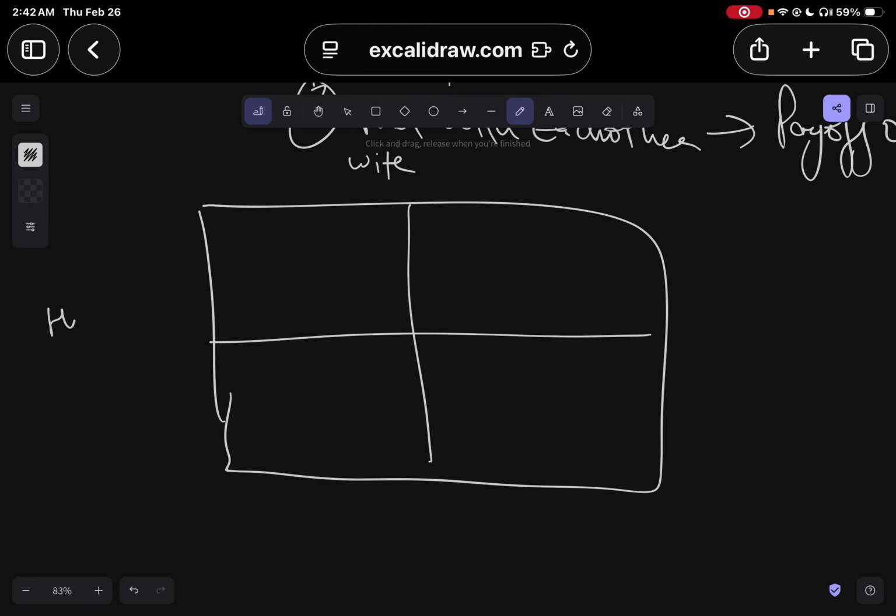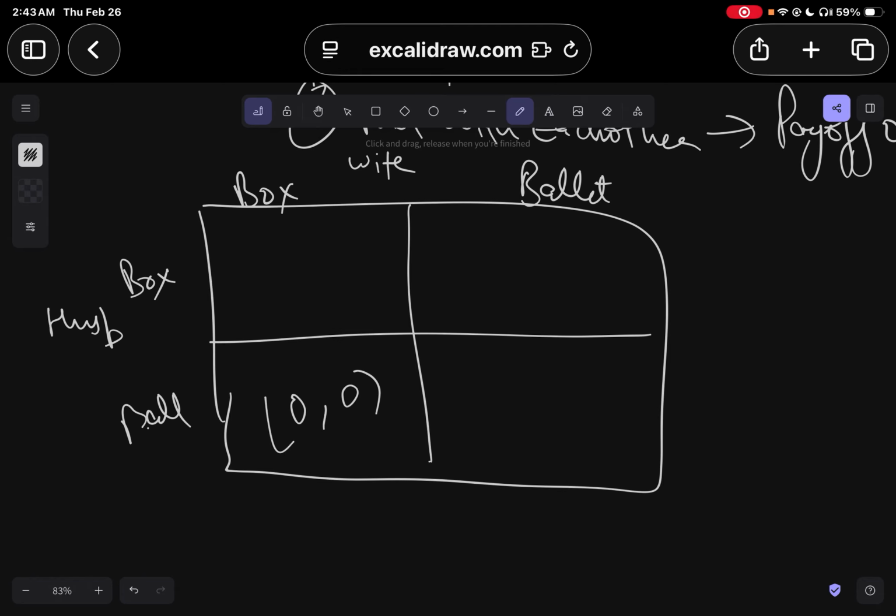Wife, husband, boxing, ballet. So let's first figure out if both of them do not choose the same thing and go for the different thing. If the husband chooses ballet and the wife chooses boxing, then it would be 0-0. Similarly, if the husband chooses boxing and the wife chooses ballet, then it will be 0-0.